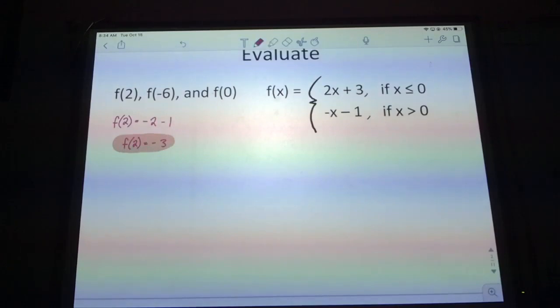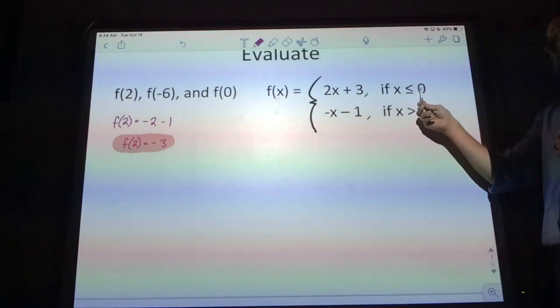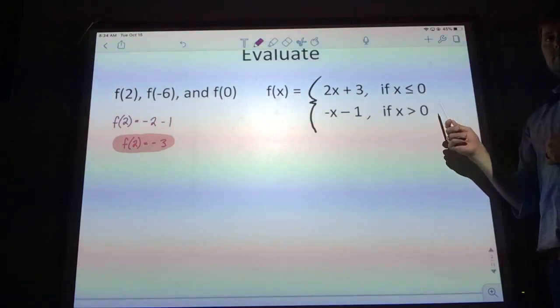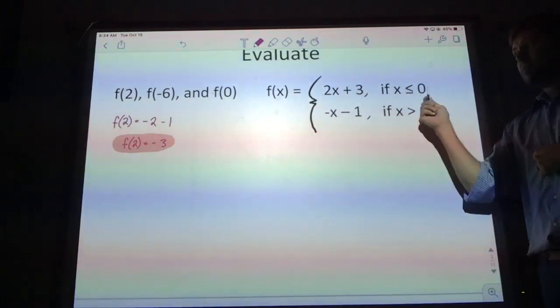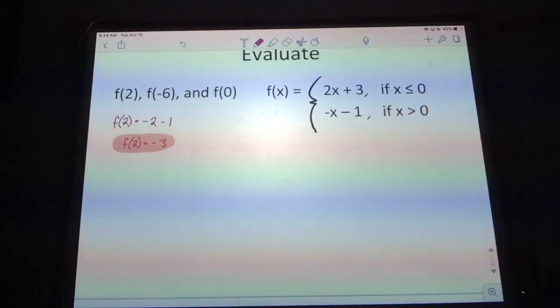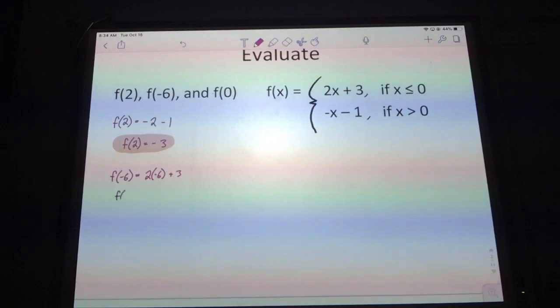Okay, now we're going to look at the next one. It says f of negative 6. Negative 6, does that apply to less than 0 or greater than 0? Less than 0, so we have to use this top one. Okay, so you're just using whichever one is allowed to use it. So f of negative 6 equals 2 times parentheses negative 6 plus 3. So 2 times negative 6 is negative 12 plus 3 is negative 9.